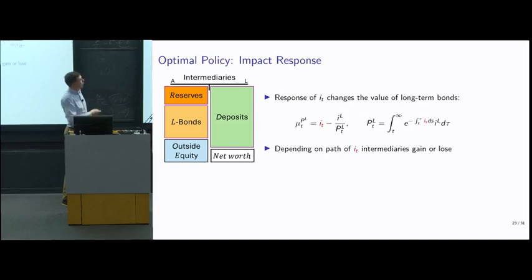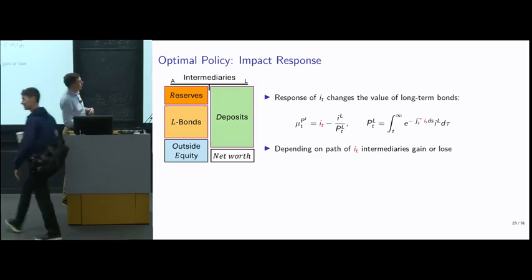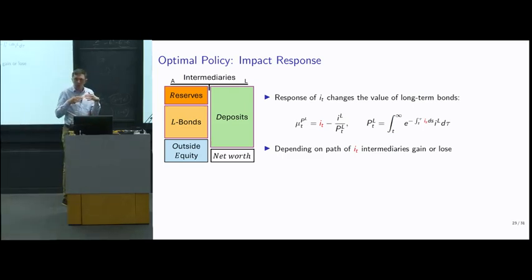The second channel is going to come through the effect on the long-term bonds. So remember, the value of the long-term bonds, if you write it in this differential form, is what we have seen before, but you can also write it in the integral form like this. And then you can see that today's nominal value of the long-term bond depends on the entire future path of the marginal interest rate, and the marginal interest rate is the interest rate on the excess reserves. So depending on how you change this entire future path of marginal nominal interest rates, you can achieve any jump or any initial response of the long-term bond price. And if this long-term bond price goes up, it's going to benefit the intermediaries because they have it on the asset side. If it goes down, it can hurt them.